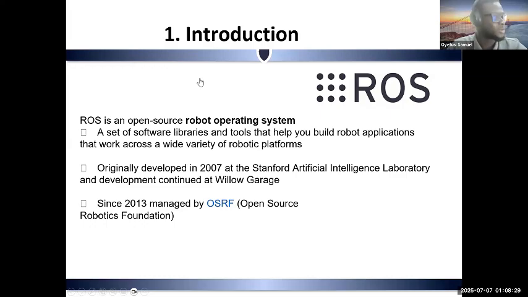ROS is an open source robot operating system. A lot of people ask, if it's an OS, why doesn't it stand alone? The very popular operating systems are Windows and Macintosh, and you don't have ROS among them. So why is it called an operating system when it needs to be installed on Linux? There are a lot of questions, right?